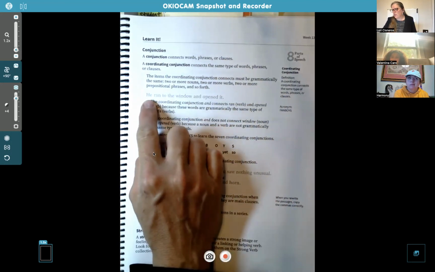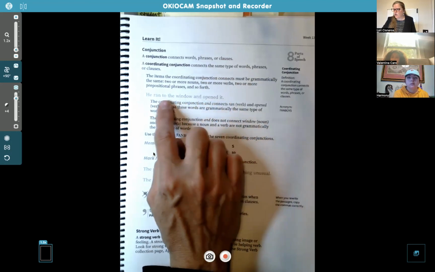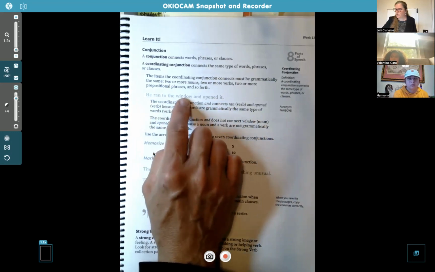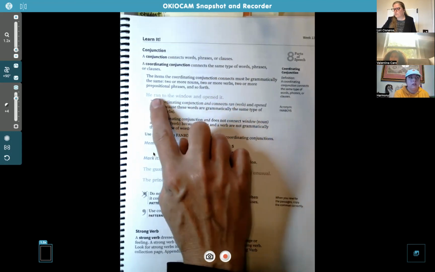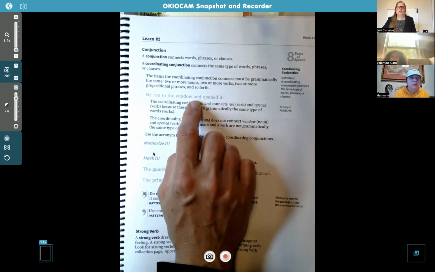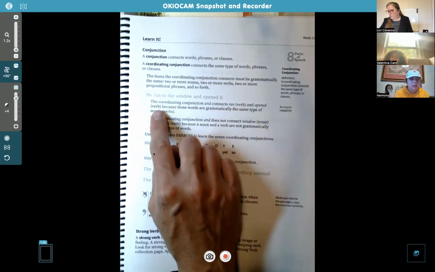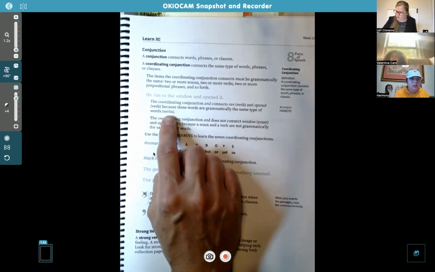So here is the example. He ran to the window and opened it. So ran is the verb here. He ran to the window. That's what he's doing. And then he opened it. So those are two verbs, ran and opened. So you use the word and in the middle between those two parts. And that is a coordinating conjunction. The coordinating conjunction and connects ran, the verb, and opened, the verb, because these words are grammatically the same type of words, they're both verbs.